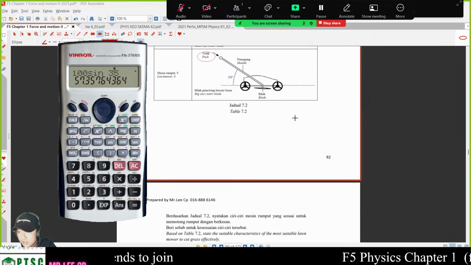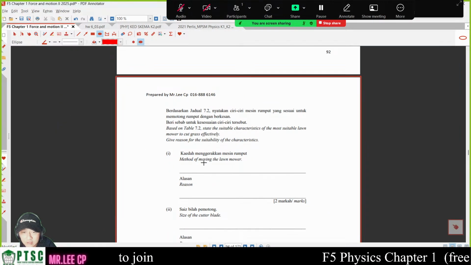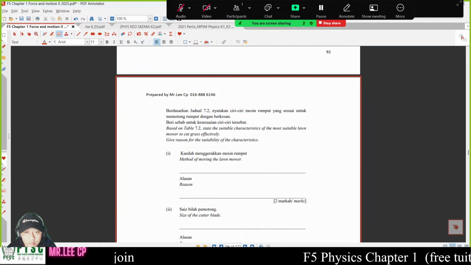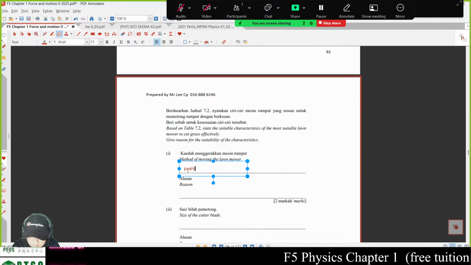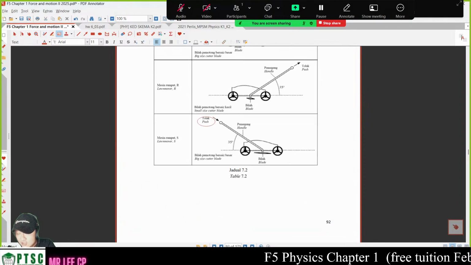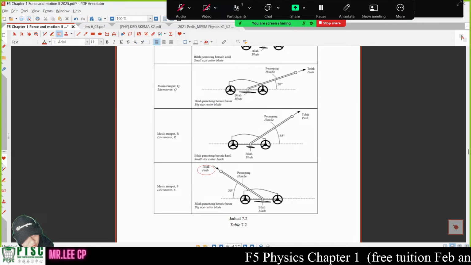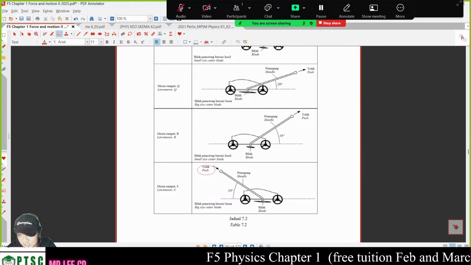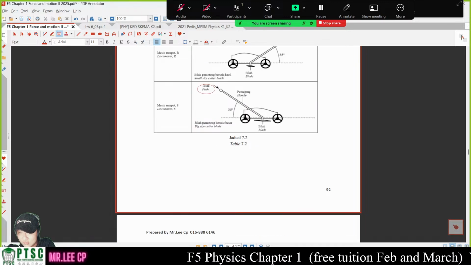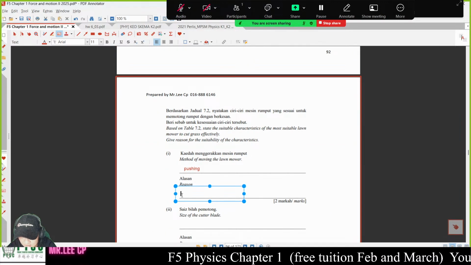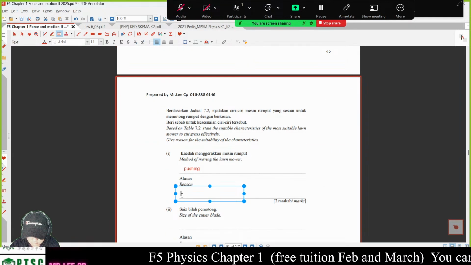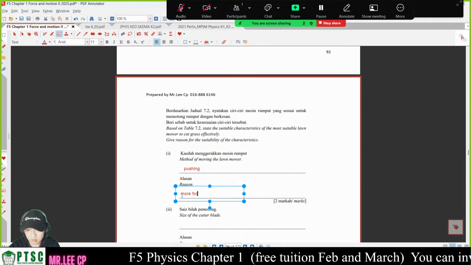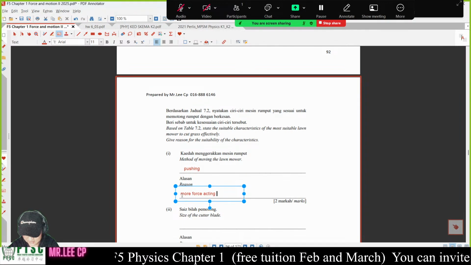Alright. So what are they asking you? The method of moving the lawnmower, pushing. This one I guess I wrote wrong, it should be pulling. Should I change it? No lah, I don't want to change it. You know this one is pulling, this one is pushing. Right? Why? Pushing is more force acting downward.